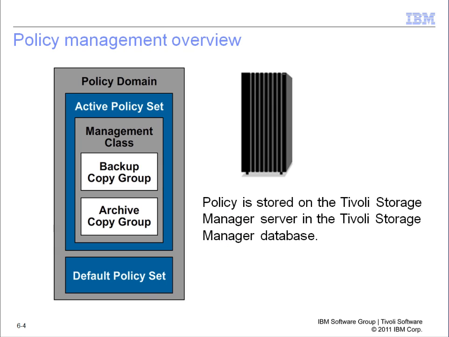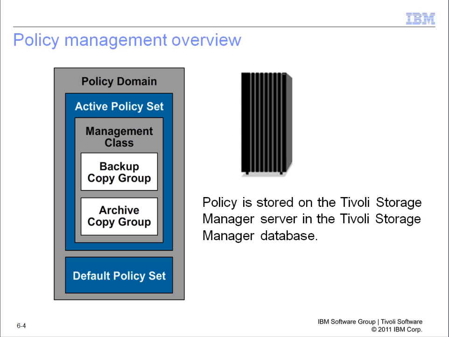Here's our nested box icon that has policy domain as the outside box. Inside that we have policy sets. Inside policy sets are management classes. And inside management classes, copy groups. The policy domain, the outer box, is a set of rules that are going to be applied to a group of nodes that have the same type of policy management restraints.